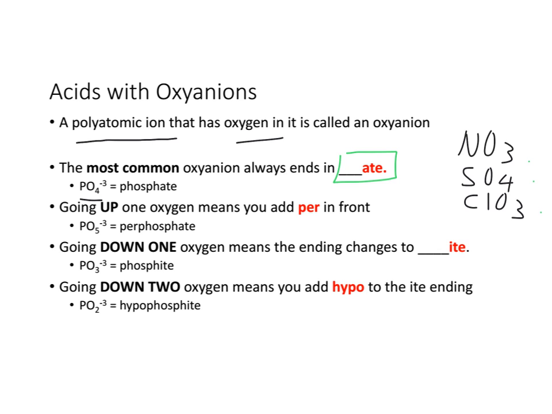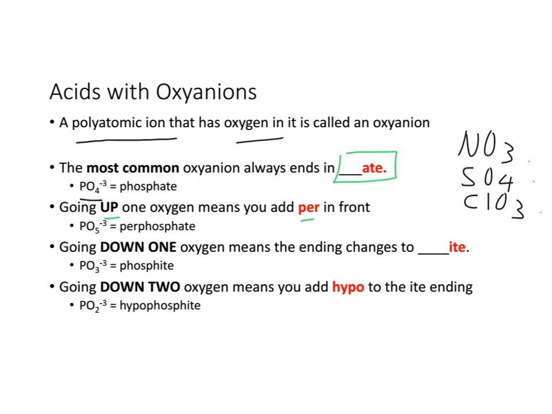If the compound in question has one more oxygen than the usual form, then we add the prefix "per" in front of it. PO4 is our usual form. So PO5, with one additional oxygen, we're going to call it perphosphate. The next rule is if we go down one oxygen atom, one fewer oxygen atom, we change its ending to "ite". In this case, PO4 was our most common form, so PO3, having one less oxygen, we call it phosphite.